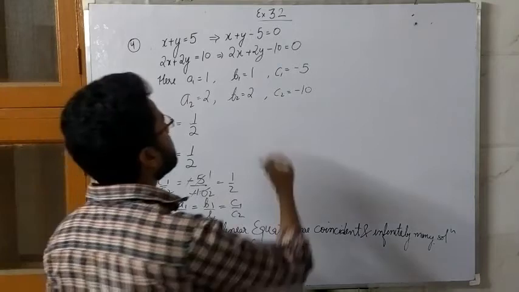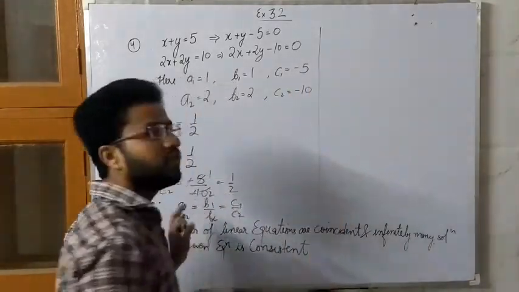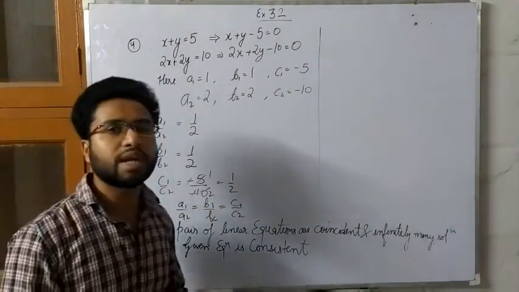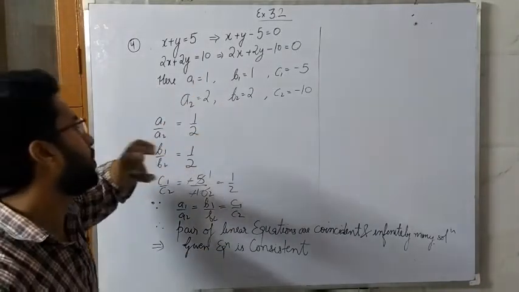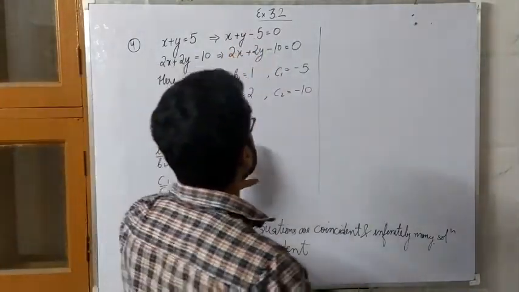Now what you need to do, it was said that if the pair of linear equations is consistent, then what do you have to make? The graph, right? So how will you plot the graph? You consider this equation, right?